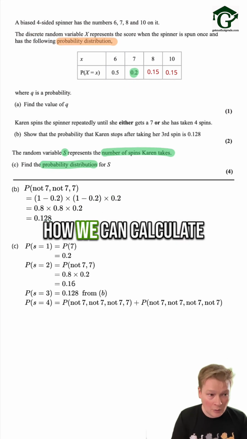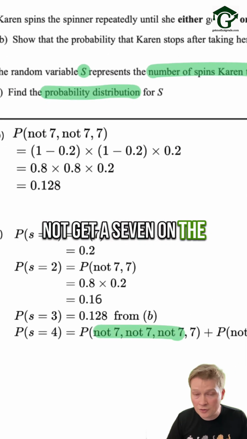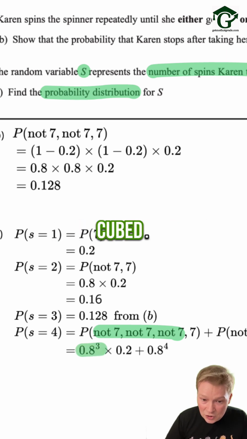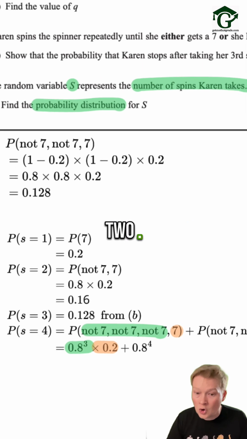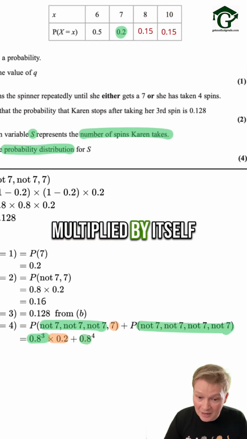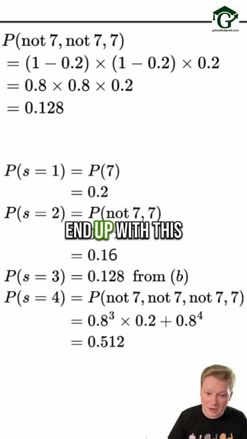So let's think about how we can calculate those 2 possibilities. Well, we need her to not get a 7 on the first 3 spins. That would be 0.8 times 0.8 times 0.8. That's 0.8 cubed. And then to get a 7 on the final spin, so multiply that by 0.2. Or we'd need her to not get a 7 4 times in a row, so 0.8 multiplied by itself 4 times, 0.8 to the power of 4. If you do the number crunching on that, you end up with this number.